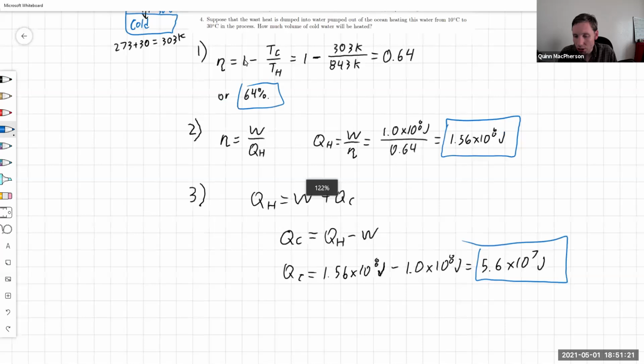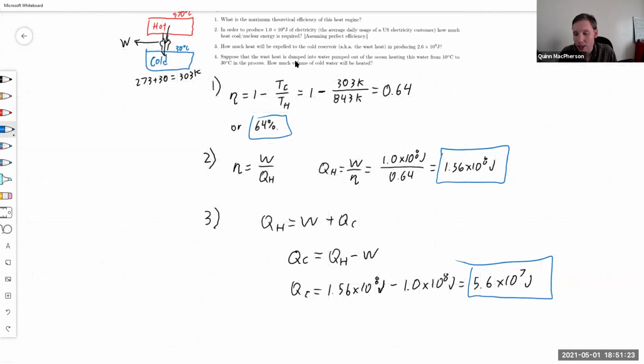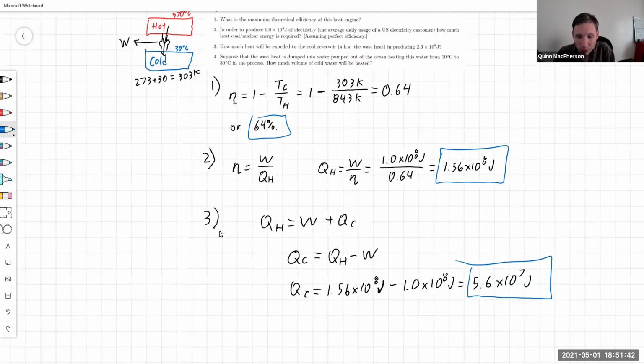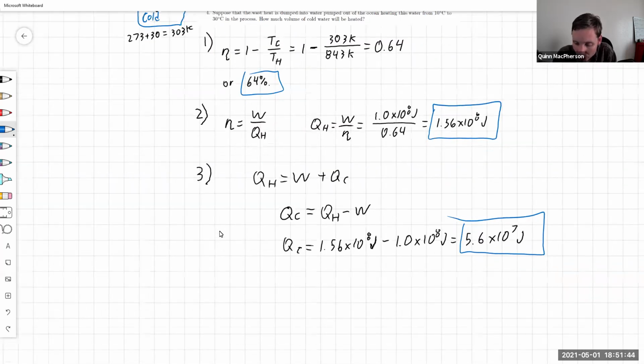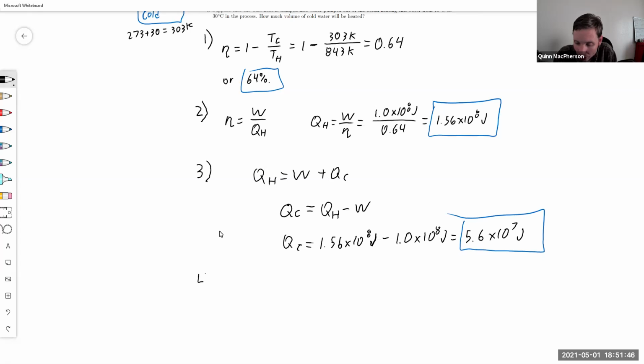And the final question is, suppose that this waste heat basically goes into heating ocean water. Suppose your power plant is by the ocean, taking in cold water from the ocean at 10 degrees C, and heating it up to 30 degrees C, the cold end of your power plant. How much water will you heat? Basically, in order to produce electricity for one customer for one day, how much water will you heat? Okay, so question number 4.